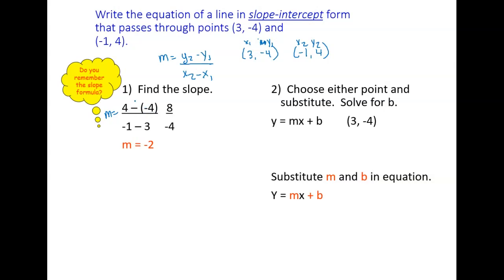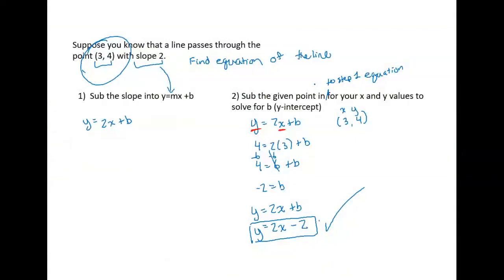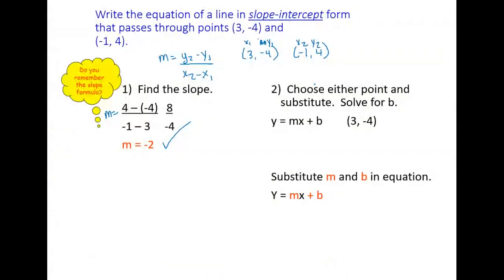So 4 take away a negative will become a positive, so that becomes a positive 8. -1 take away 3 is -4. So 8 divided by -4 gives me -2. So I've just subbed those into my slope formula. That's why I taught you slope first, like how to calculate this before we got into this. So I've calculated my slope. Now the second step is the same as in the previous problem. So remember in this one, my first step was just sub the slope into that equation and then solve using a point. So we had to calculate our slope because it wasn't given, and that's okay.